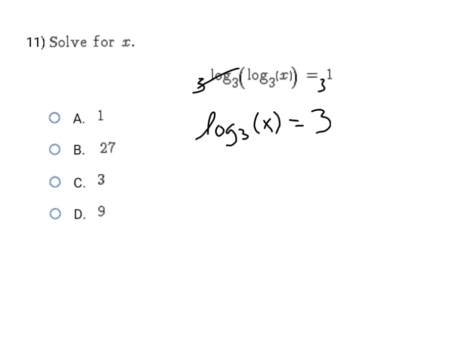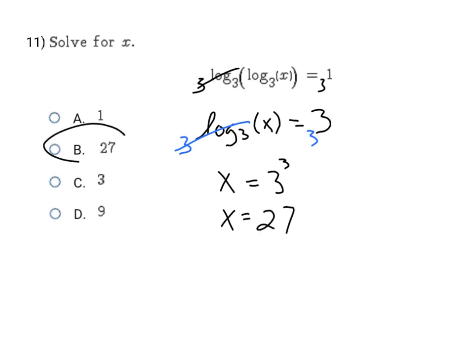And then I'm going to do it again. So I'm going to have an exponent, and everything in the problem is going to become an exponent with the base of 3, and that cancels out that logarithm. And I'm left with x equals 3 cubed, and 3 cubed is 27, so my final answer here is going to be B.